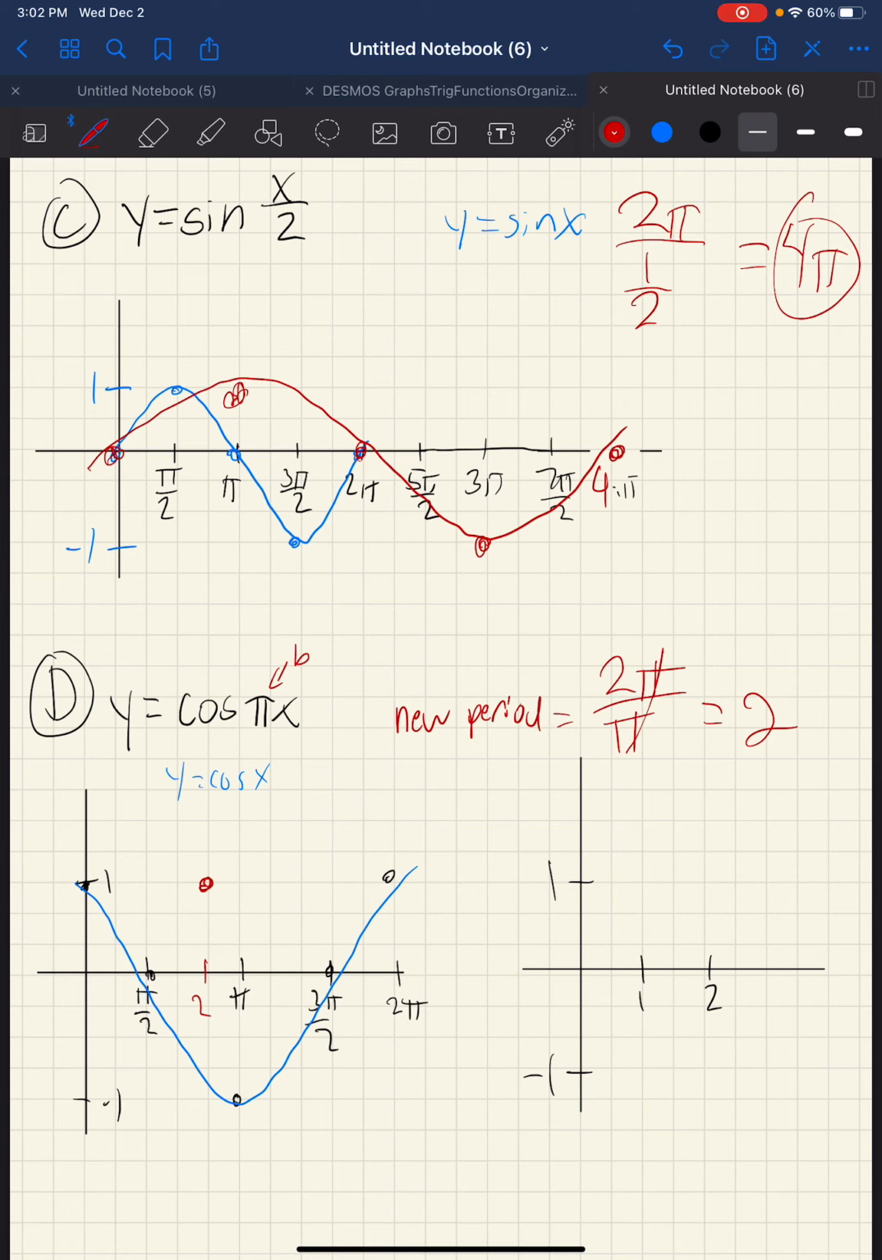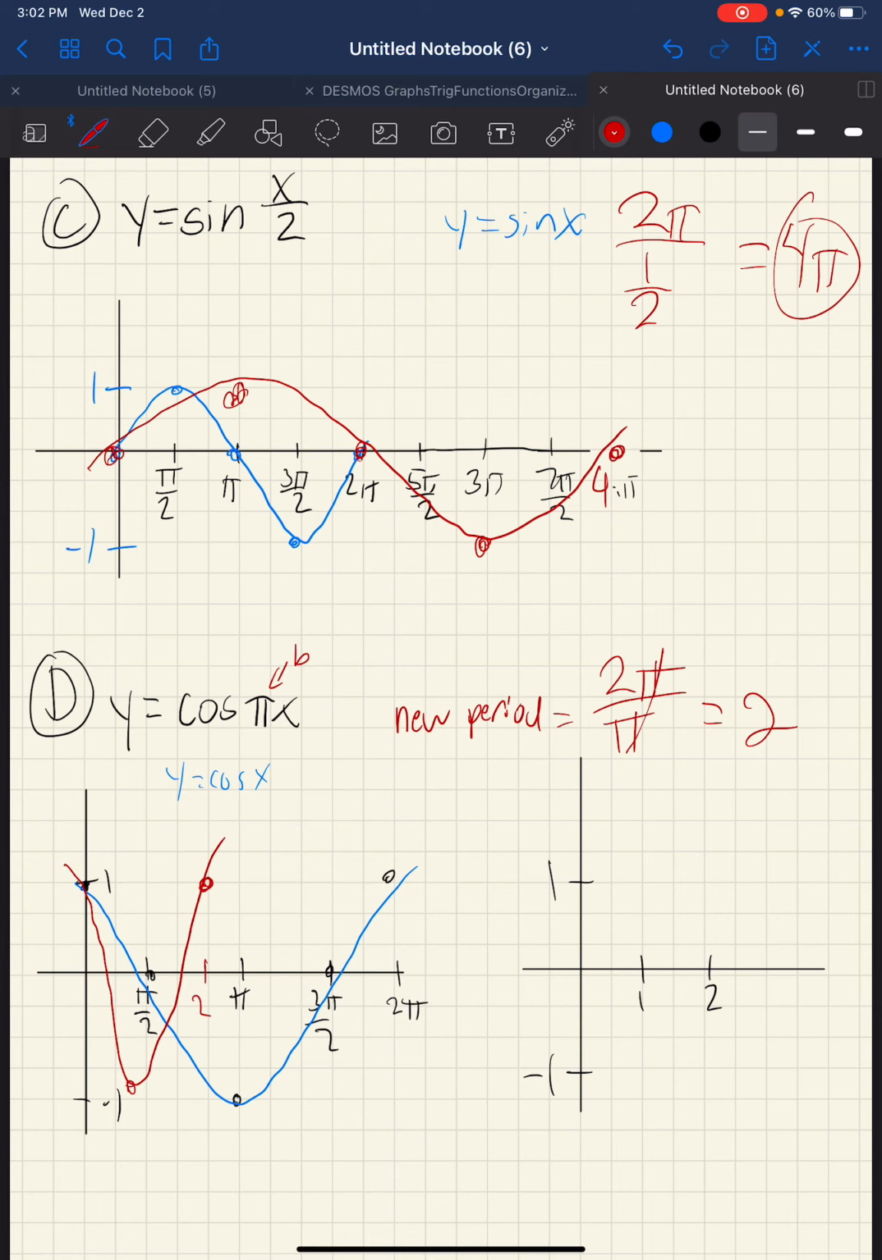And then you would get pi divided by pi, which is 1. So 1 would be somewhere right here, and it will look something like this.